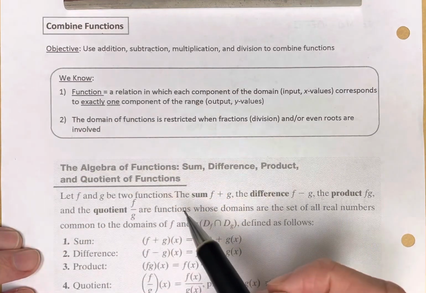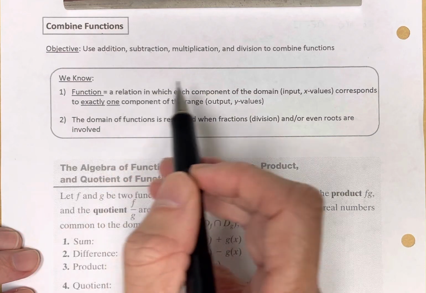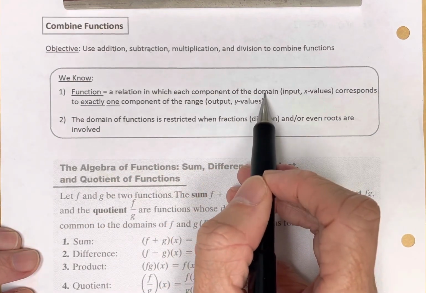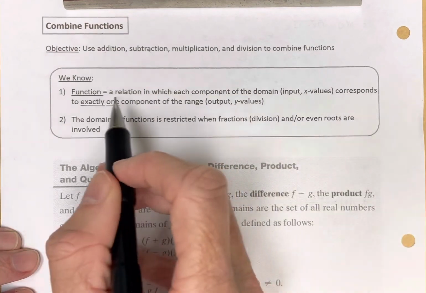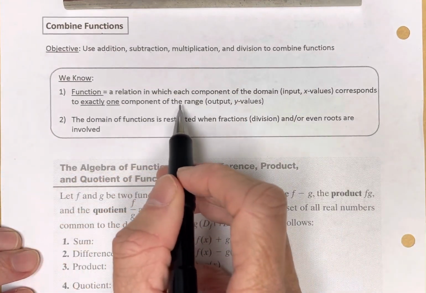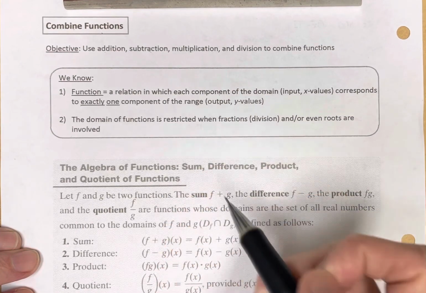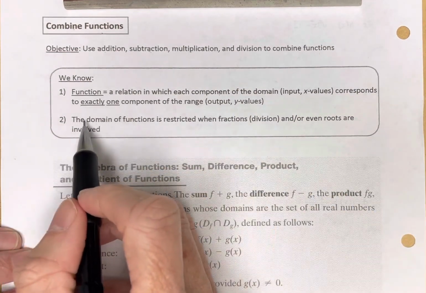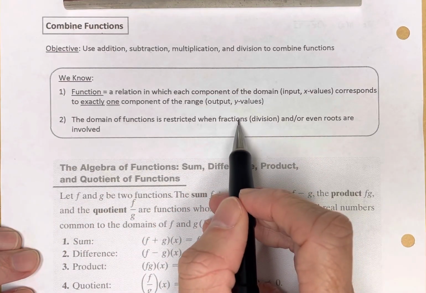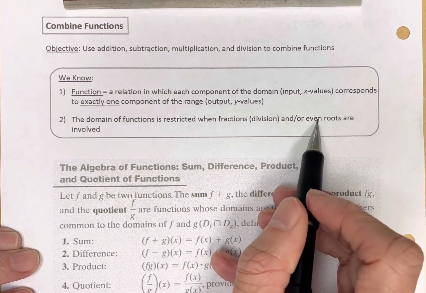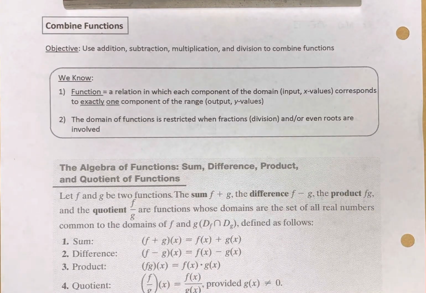So we know a couple things here. We know what a function is. It's a relation in which each component of the domain, each input value, each x value, corresponds to exactly one component of the range, an output value or a y value. And we know that the domain of functions is restricted when fractions and/or even roots are involved. We saw that in a previous video.